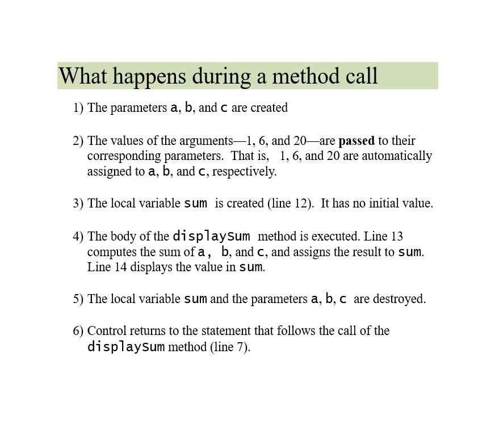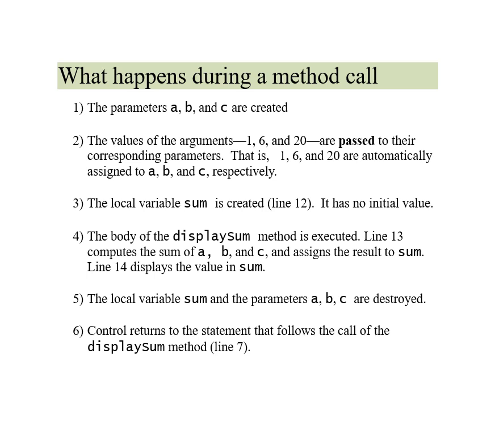Okay, what happens during a method call? Well, in this past example, the parameters are created. In this previous example, we had A and B and C. They're created at the time the method is called. They don't exist before the method is called. And then the values of the arguments in the statement that calls it, inside parentheses, those values for the previous example were 1, 6, and 20. Those values are passed to the corresponding parameters in the method that's being called. That is, 1, 6, and 20 are automatically assigned to A, B, C, the corresponding parameters.